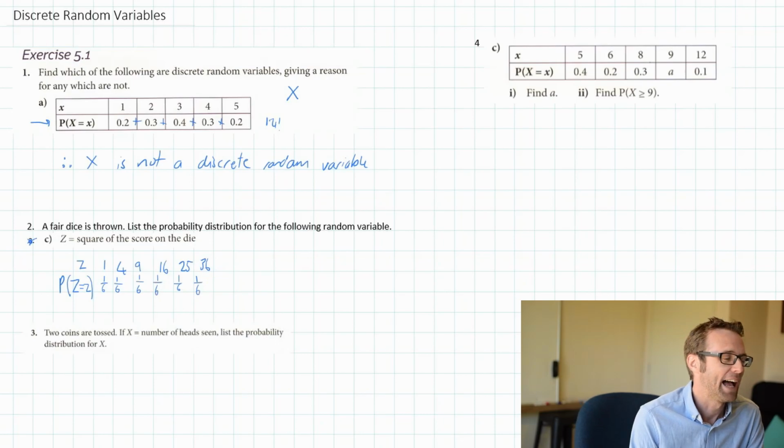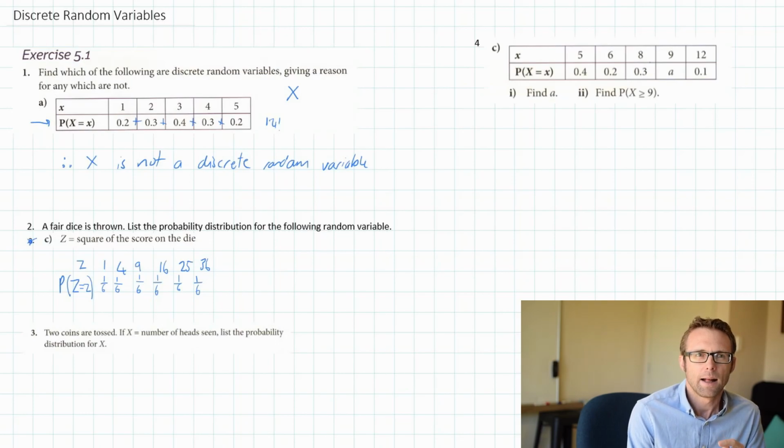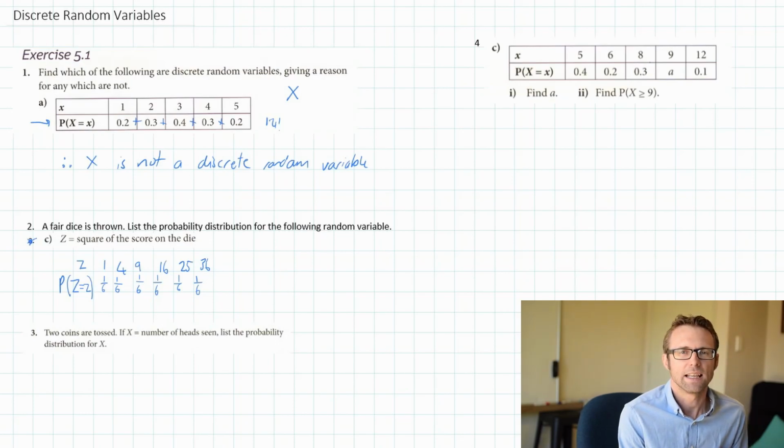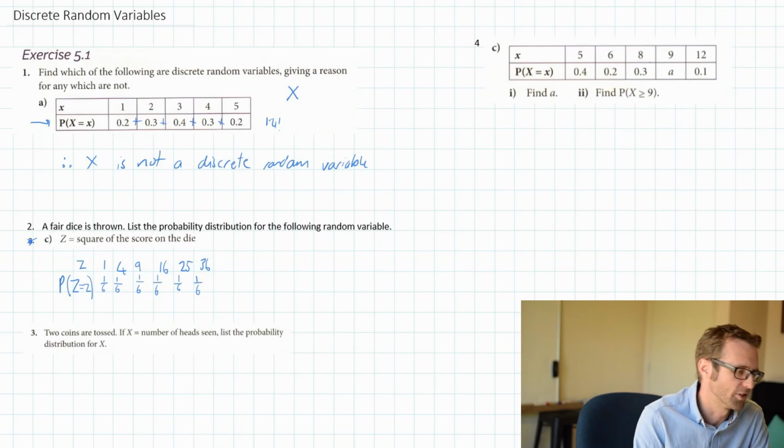Two coins are tossed. If x is equal to the number of heads seen, list the probability distribution for x. Well, think about this. If you're tossing 2 coins, the fewest number of heads you can get is 0, right? You might get 2 tails. The most number of heads you can get is 2. So you've only got 3 options for this. Little x could be either 0 heads, 1 head, or 2 heads. And the second line of our probability distribution table is going to be the probability that our random variable is equal to one of these possible options.